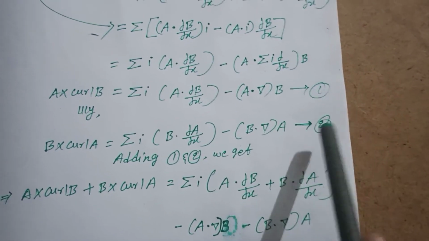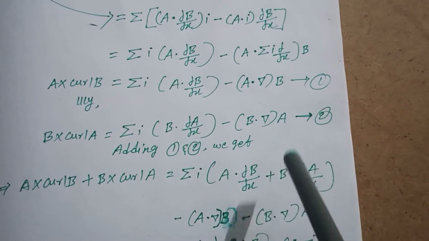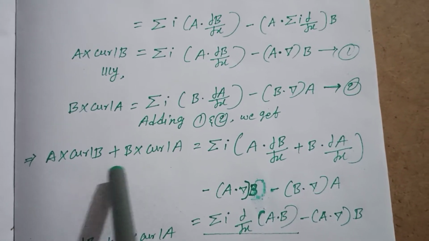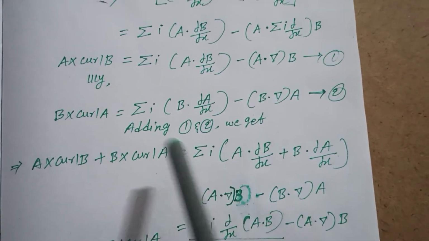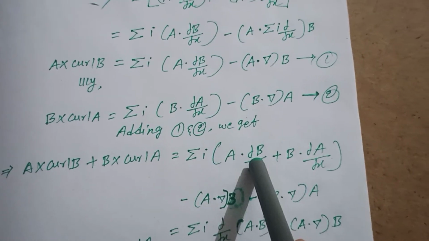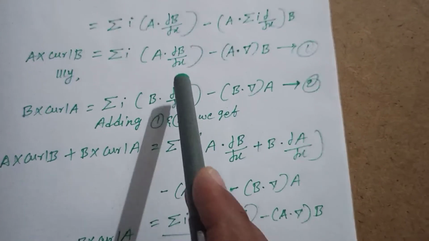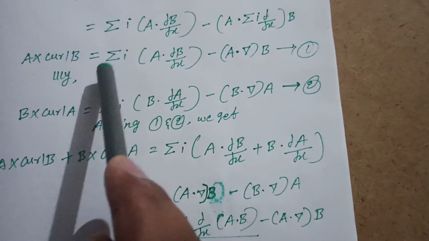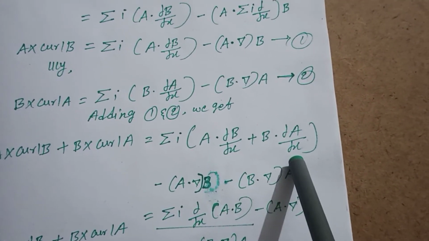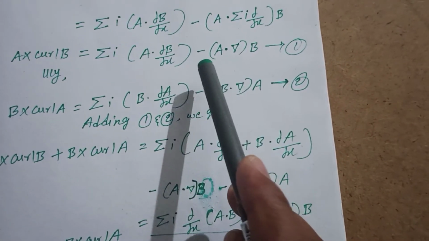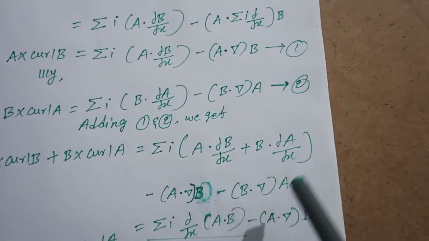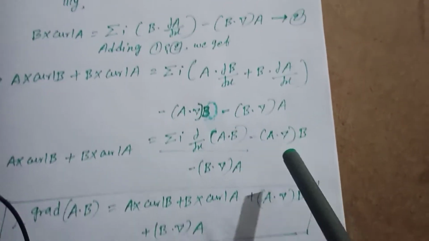Making this one as equation number 1 and this one as equation number 2 and adding these two equations. See, I am adding A cross curl B plus B cross curl A. So this addition of equations means we need to add LHS part plus LHS part equal to RHS part plus RHS part. See here, these two terms having summation i taking common. So writing remaining terms same as it is. So next, minus A dot del B minus B dot del A. I can see.